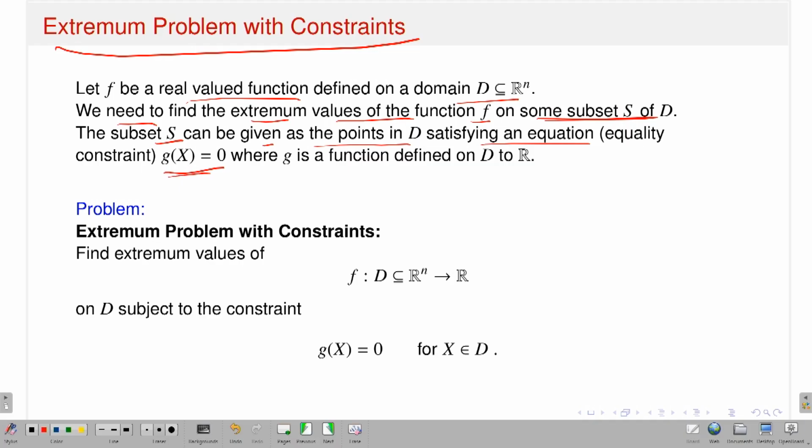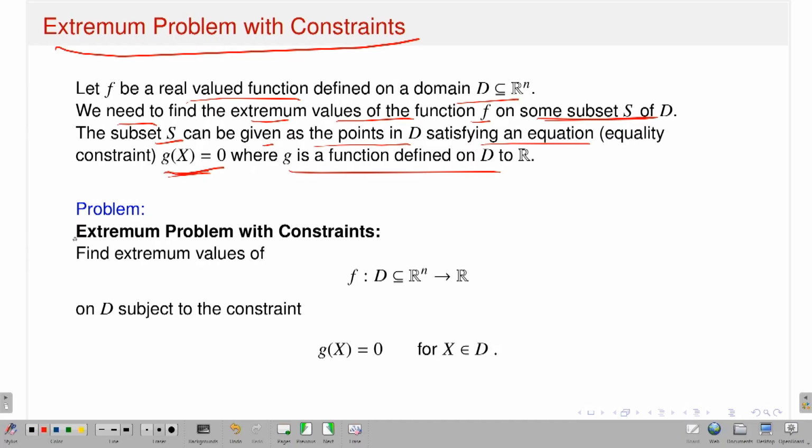So that's what I want to find, with some constraint. And what is that constraint? It should be a subset S which is satisfying the equation g of x equal to 0, where g is a function defined on D to R. So I want to find the extremum values of f subject to the condition that those points should satisfy the equation g of x equal to 0. That is the constraint I am giving. Now the question is how to solve it.